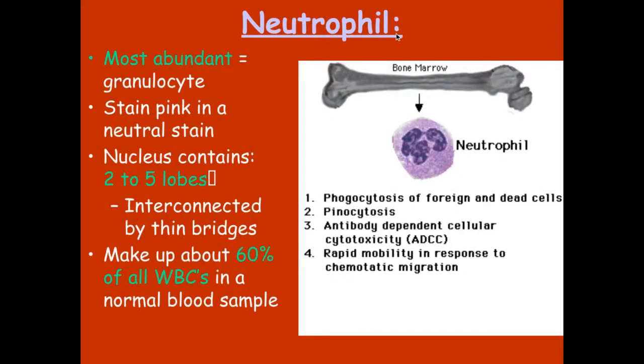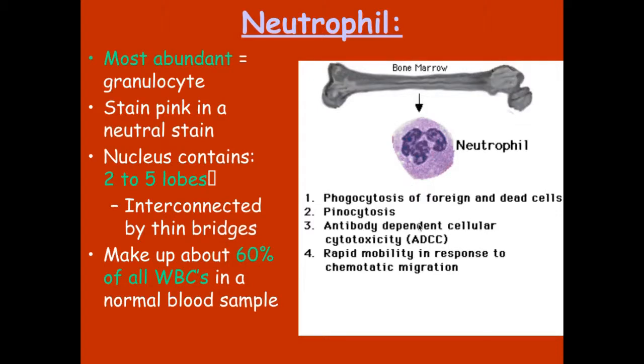Okay, so on with the neutrophils. The neutrophils are the most abundant of our leukocytes or granulocytes. They stain pink in a neutral stain. The nucleus contains 2 to 5 lobes inside of it. So a way to identify a neutrophil, there's going to be 2 to 5 of these lobes inside there. That's that lobular nucleus. So right there's 3 of them. So that's a neutrophil. And these lobes are interconnected by thin bridges. See that bridge right there? You can see that one right there too. They make up about 60% of all the white blood cells in the normal blood sample.